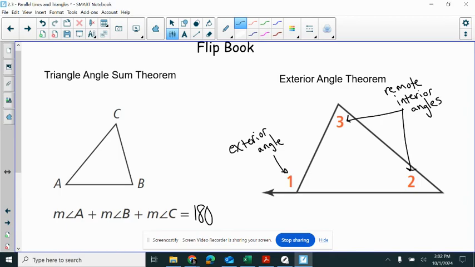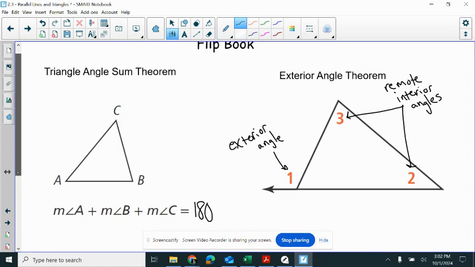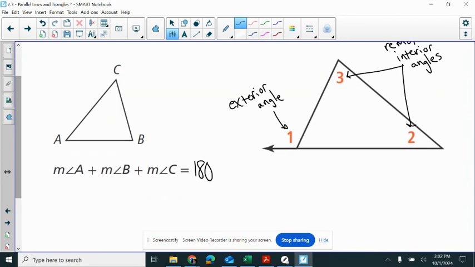There is a special relationship between the exterior angle of a triangle and the remote interior angles of a triangle. If you add the two remote interior angles together, so angle 3 plus angle 2, it would equal angle 1. It also works if I give you the exterior angle. If you start with angle 1 and subtract one of the remote interior angles, so let's say angle 3, then that would equal the measure of angle 2.